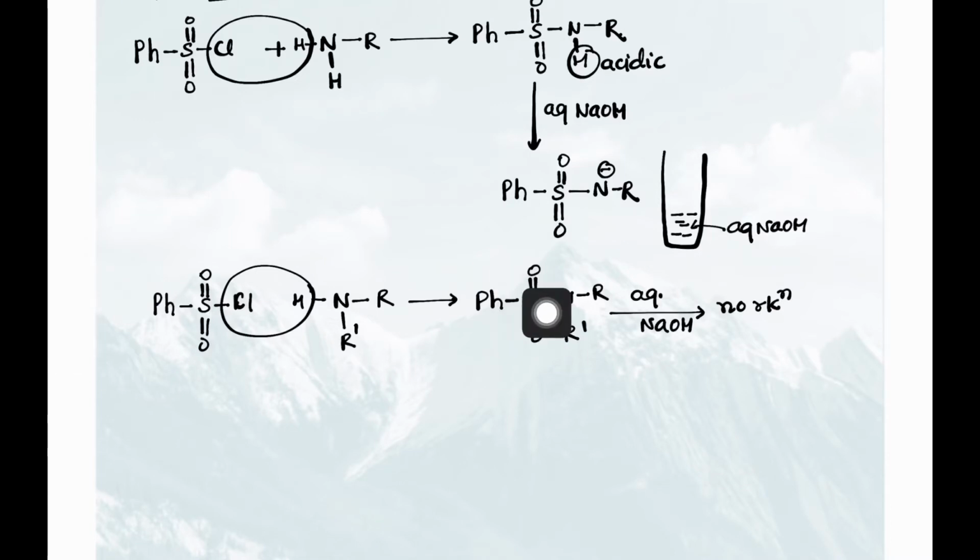Okay, because there is no acidic hydrogen. So there will be no acid base reaction and this one will not be able to dissolve in aqueous NaOH. So we will get a layer. So two liquids will be separated by a layer in that.